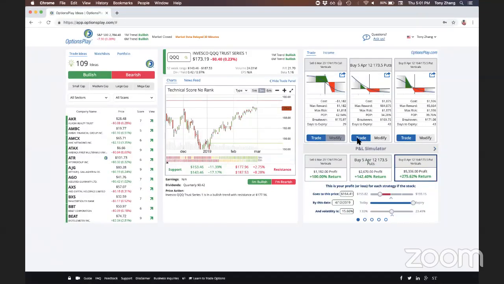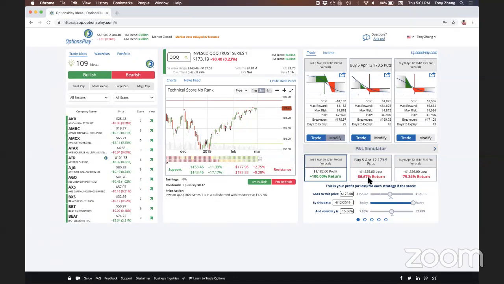And what I want to use is our P&L simulator. And I want to say the Qs are trading at 173 right now. Let's say I think the stock's going to stay exactly where it is and it's not going to move. If I sold the credit spread, I make $1,100 profit. So risking $2,000, I'm making $1,100 profit. And this is really the power of options, that I can have a strategy that makes money if the stock doesn't go anywhere.